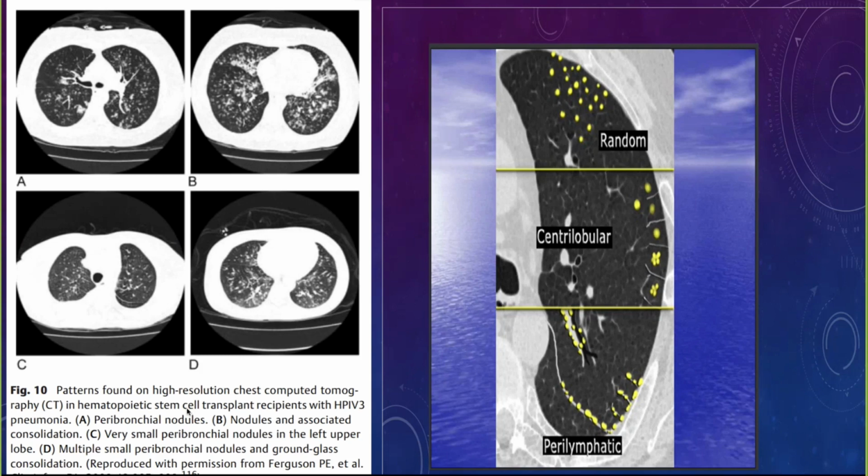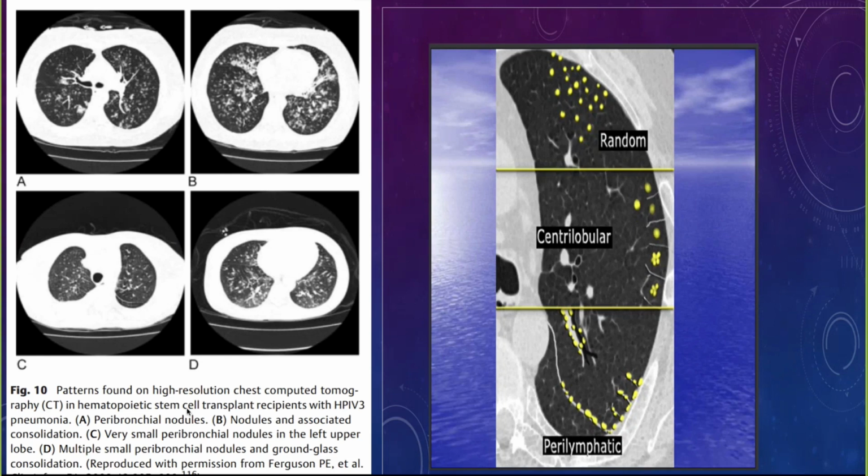So when you can see random subcentimeter, very tiny nodules like this, or centrilobular, when you see these, you suspect viral infection. And this is perilymphatic nodules, that's more in a lymphangitic spread of malignancy. But these two are something you could see in a respiratory virus on a CT.